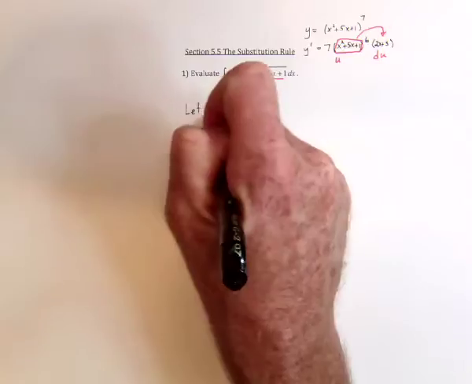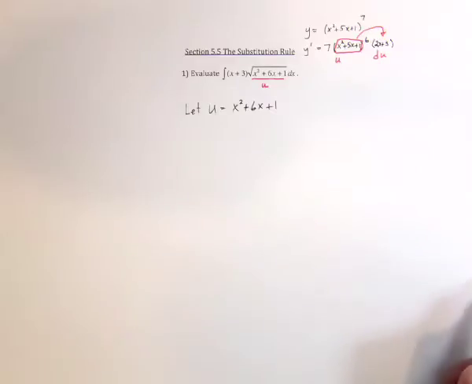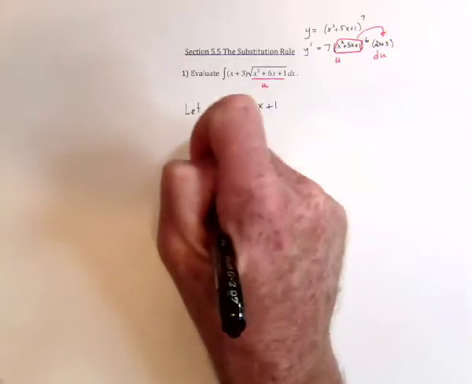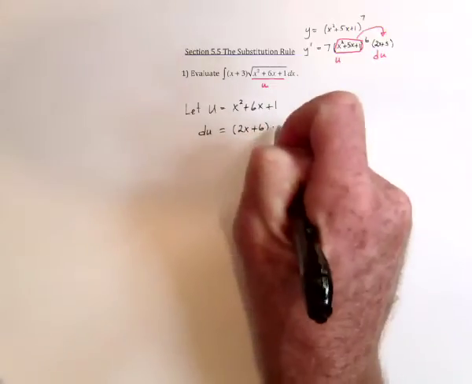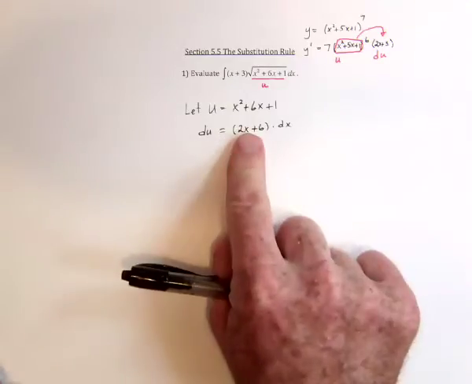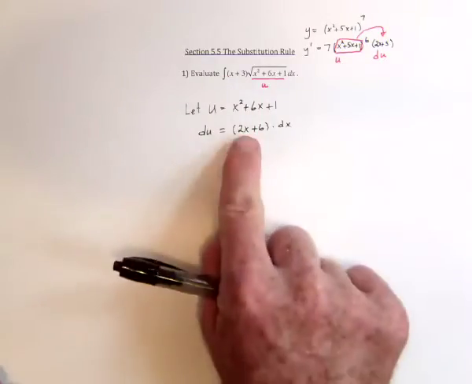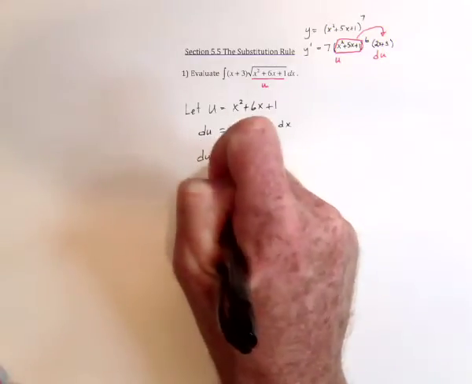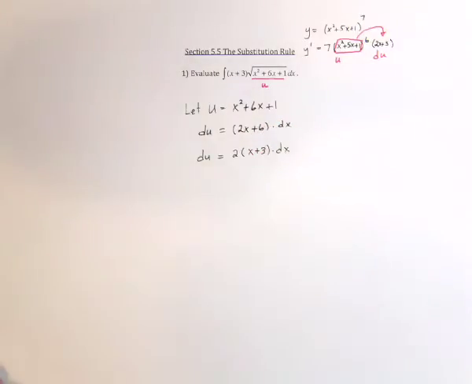So let u equal x squared plus 6x plus 1. And then take the derivative of that. So the derivative of u is going to be 2x plus 6, and I took the derivative with respect to x. Well, this thing right here is supposed to be that right there. It's very close though. So what we need to do is manipulate this with a little bit of algebra, like you could factor out a 2, and it would leave x plus 3 dx.